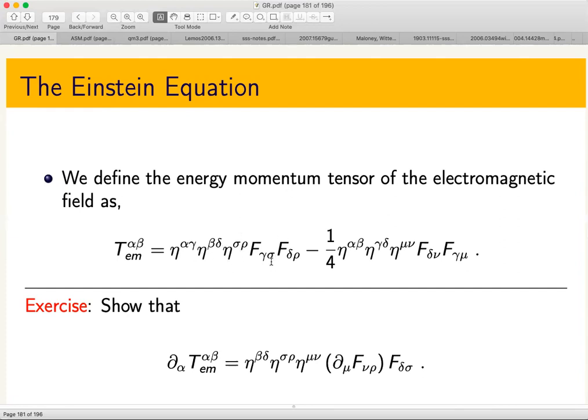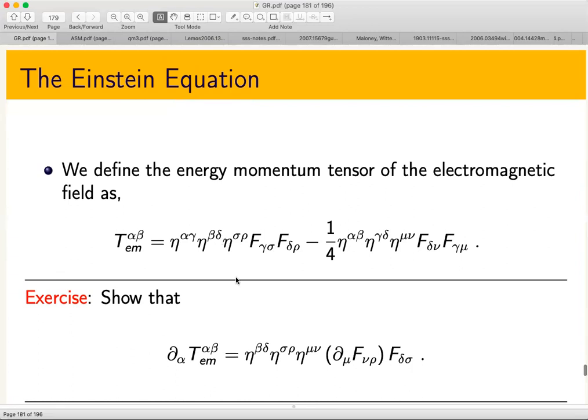Like for example, eta rho sigma is just contracting these two indices, and this alpha gamma beta delta are just taking care of gamma delta indices and writing it in terms of alpha beta. So it's just that the contractions here and the contraction here are different. That is important.